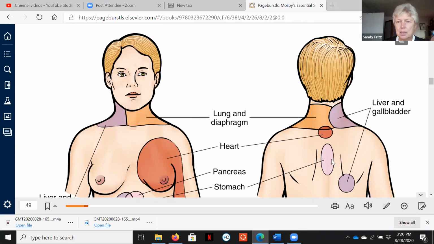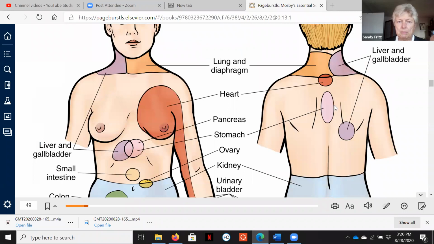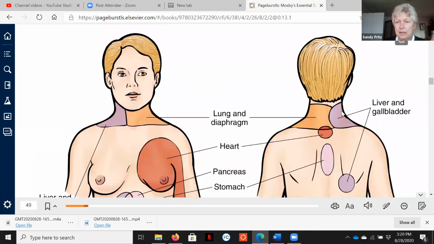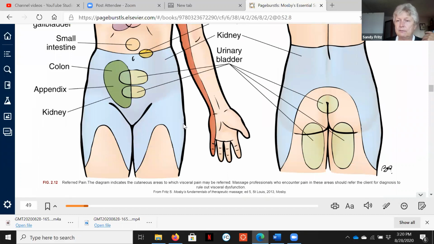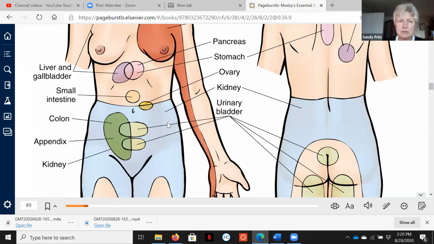You know, a common spot that people complain about is between the shoulder blades. And that could also be referred pain from maybe an ulcer, something going on with the stomach. And then also liver and gallbladder. A lot of people have this pain by the shoulder blade, by the scapula, and up into the neck. It's a referred pain pattern from problems with the liver and the gallbladder. So we need to be aware of this and refer. If this is a situation that you find and you're a little suspect about it, then you're going to want to have it checked out.